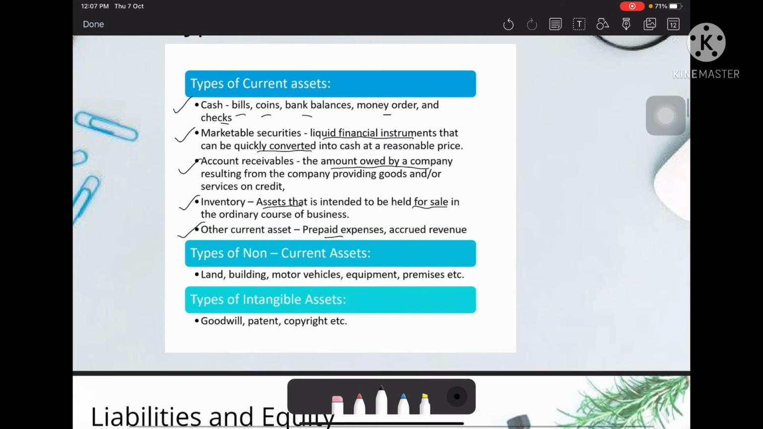And then next is types of non-current assets like building, motor vehicles, equipment, premises. Sometimes people also call these fixed assets. And then types of intangible assets. This kind of asset has no physical presence, it is intangible and cannot be touched. Examples are goodwill, patent, copyright. So it is more like an investment in this company.